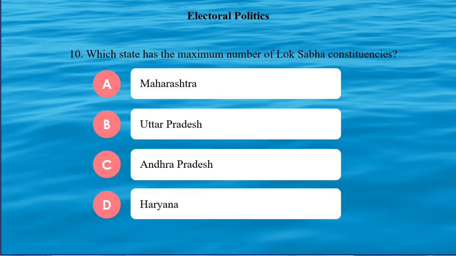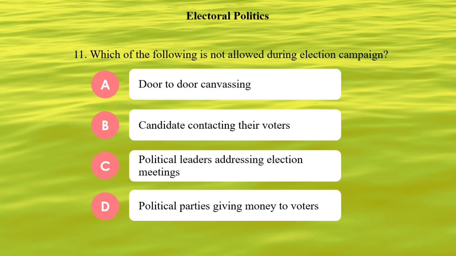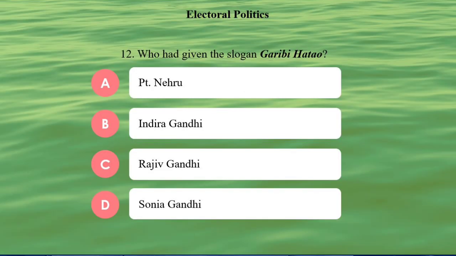Which state has the maximum number of Lok Sabha constituencies? Uttar Pradesh, so option B is correct. Which of the following is not allowed during election campaigns? Political parties giving money to voters. This is not allowed, so option D is the correct answer. Who had given the slogan Garibi Hatao? Indira Gandhi, so option B is correct.